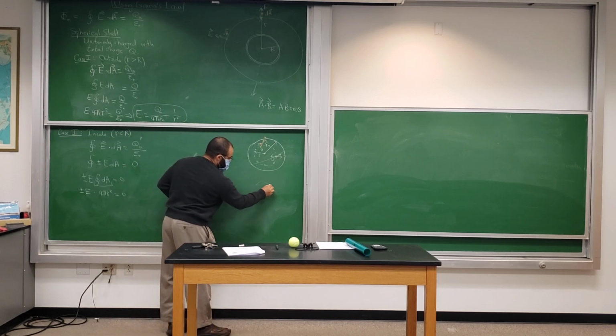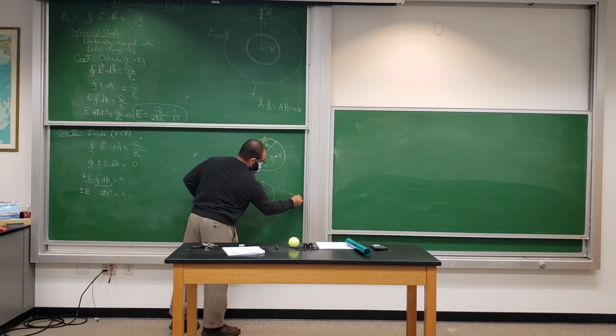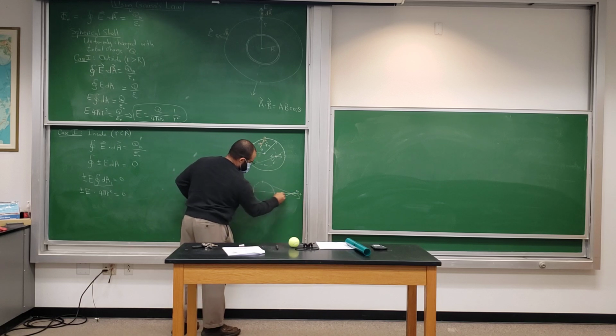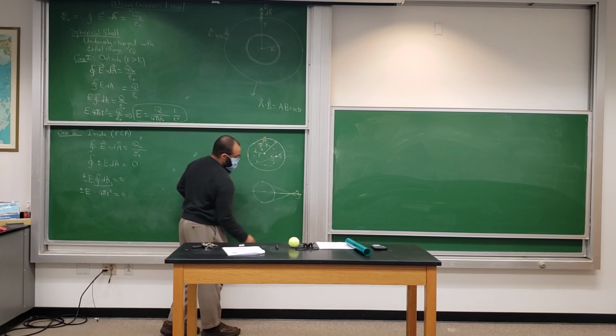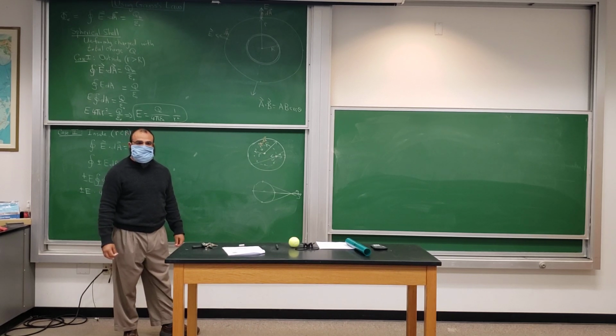On the other hand, if you're at this point, this charge will produce an electric field away, and this one will produce it away, and the one that's closer will produce it away. So all of them are away, so I was able to conclude that.